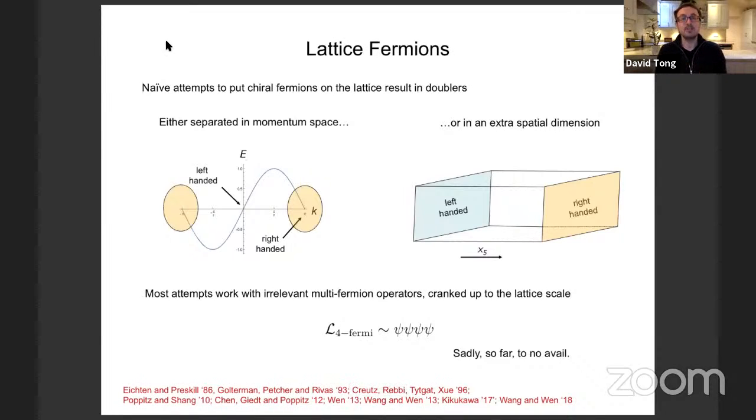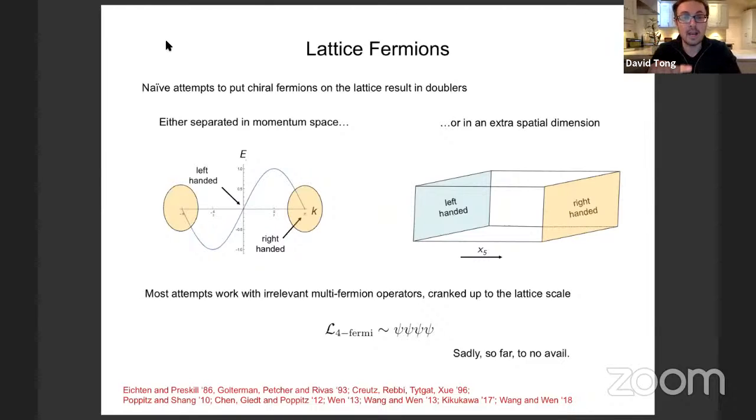So Eichten and Preskill had a very interesting idea. They suggested that you should add on the lattice some four-fermion terms. Now, as I mentioned before, four-fermion terms are irrelevant in the continuum, and so can't possibly gap a bunch of fermions in four dimensions in the continuum. However, on the lattice, you can do things that you can't in the continuum. You can take an irrelevant operator, you can crank up the coupling so that it's strongly coupled at the lattice scale, and the hope being that strong coupling at the lattice scale will do what you want. It will gap the mirrors, leaving the other ones behind.